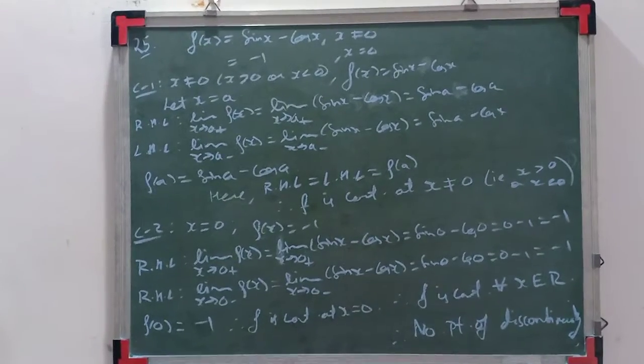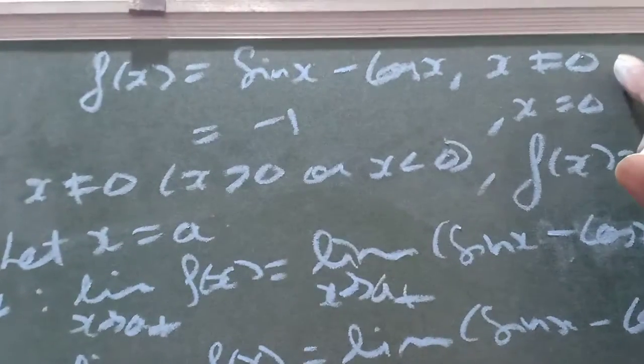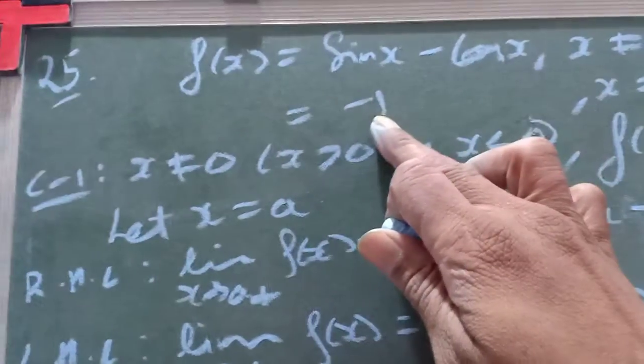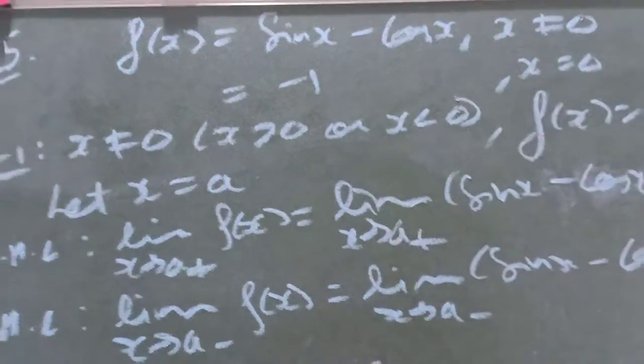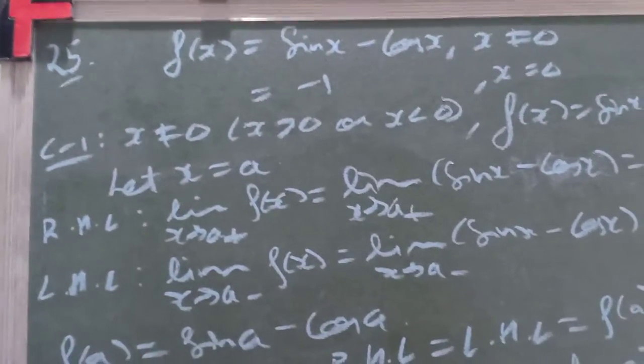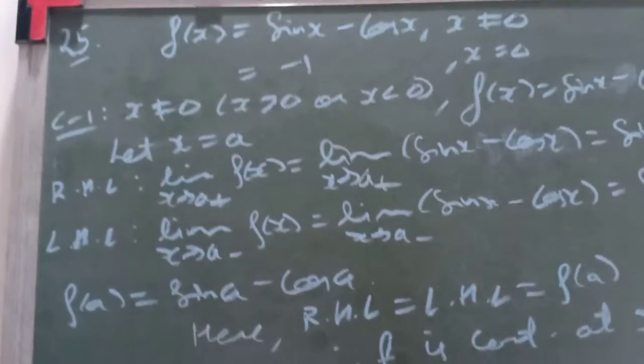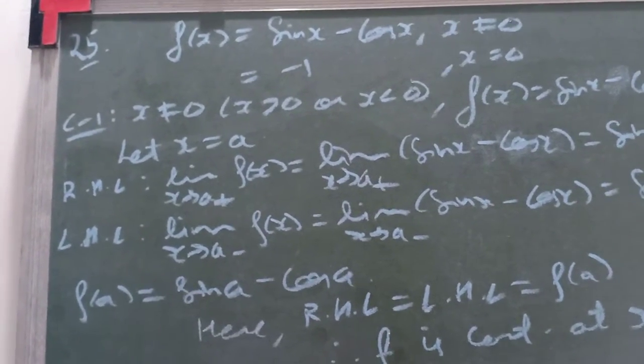Question 25. f(x) is equal to sin x minus cos x when x is not equal to 0, and is equal to minus 1 when x equals 0. We want to check the continuity, or find the points of discontinuity. Both questions are of the same type. So there are a total of 3 cases: one is x greater than 0, second x less than 0, and third x equals 0.